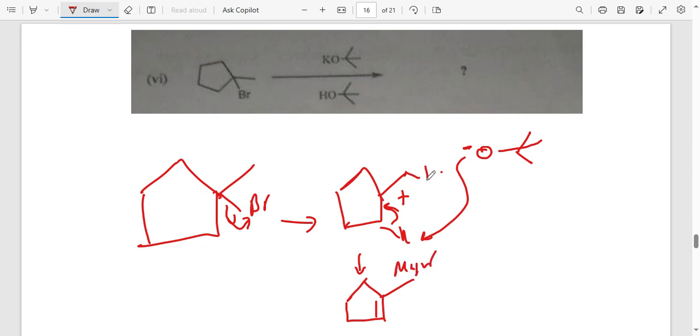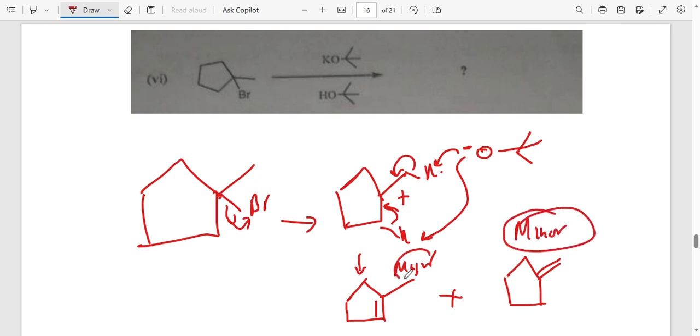We can also grab a hydrogen at this end. When you grab this hydrogen, this bond will break. Okay. And that is going to be a double bond here. That will be a minor. So both the major and minor products are coming by the same mechanism. So there is no substitution here because of the bulkness of the base and the bulkness of the substrate.